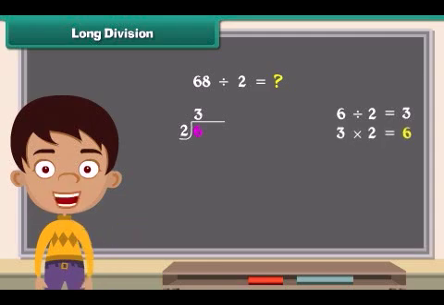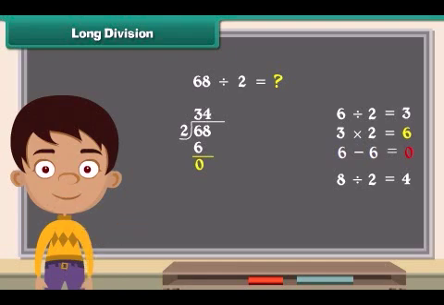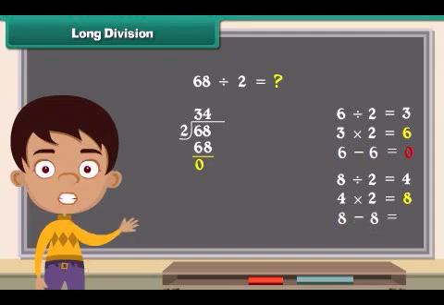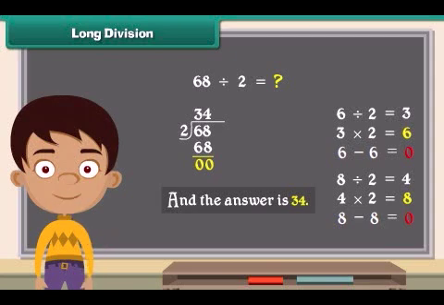Now multiply the 3 and 2 and put the answer right under the 6. Now we do subtraction. That is, 6 minus 6 is equal to 0. We carry down the second number. Now we will divide 8 by 2. 8 divided by 2 is 4. So we put that 4 right above the 8. Multiply the 4 and the 2 and put the answer right under the 8. Do the subtraction. That is, 8 minus 8 is equal to 0. We ended with a 0 at the bottom, and the answer is 34.